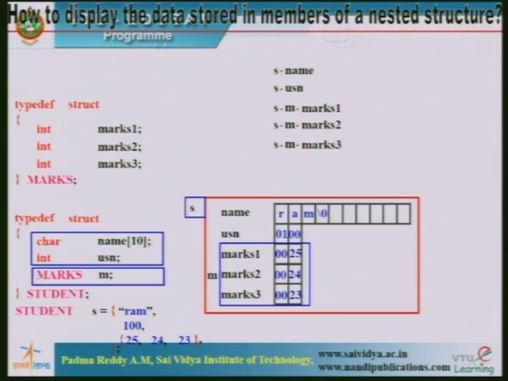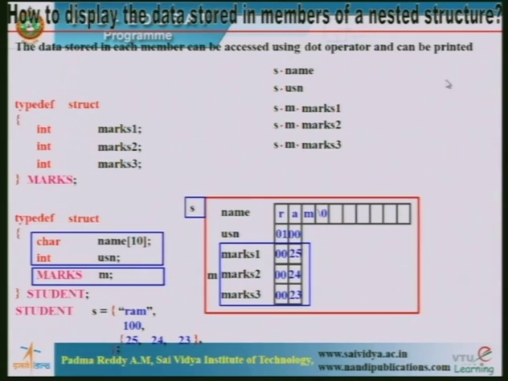Okay, now the question is how to display the data stored in members of a nested structure. If I say s dot name, what I am going to get? Ram. To display this, what is the format specifier I should use? The data stored in each member can be accessed using the dot operator as shown here, and can be printed using printf statement as shown below. So what is s dot name? It is a string. How you display string? I have to use a format specifier %s and then I have to use a print statement. So what is the output we get?